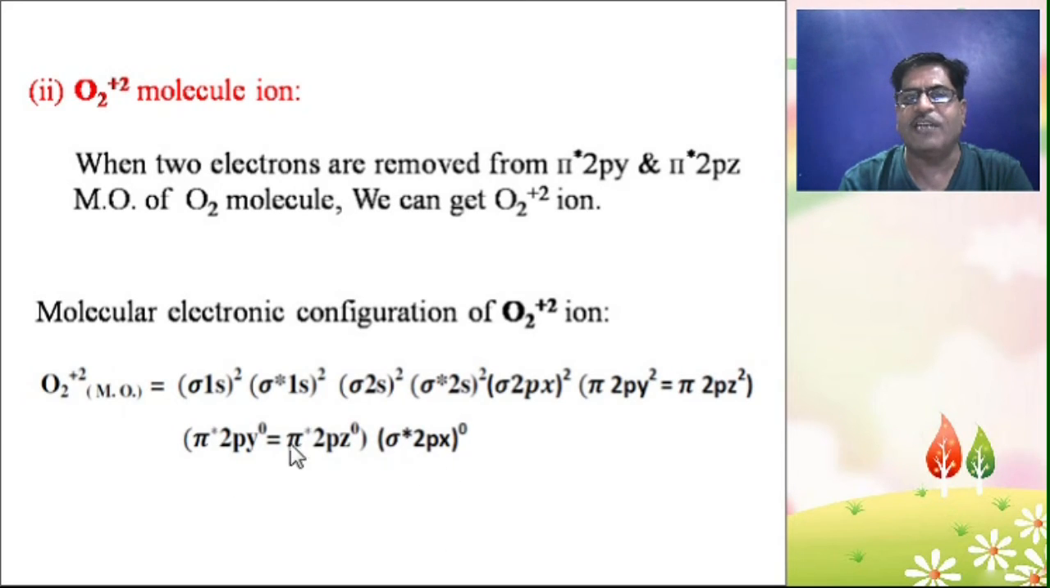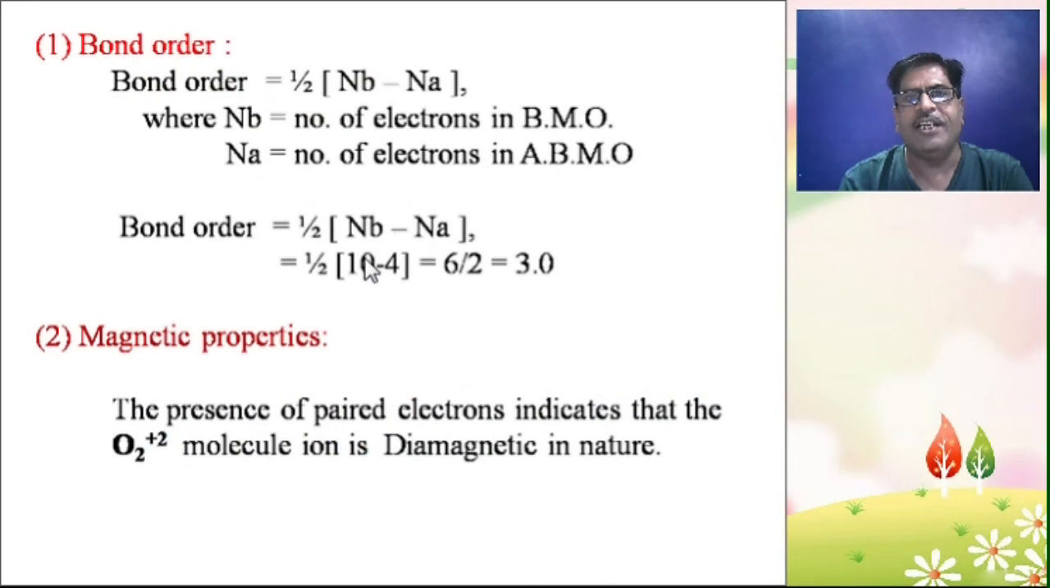So how many electrons are in BMO? Here 2, 4, 6, 8 and 10. How many electrons are in ABMO? Here 2 and 2, that is 4. So what is the bond order? Here 10 minus 4, therefore 6 by 2 is equal to 3. So in O2 plus 2, the bond order is 3. What is the magnetic property? The presence of paired electrons indicates that the O2 plus 2 molecule ion is diamagnetic in nature.